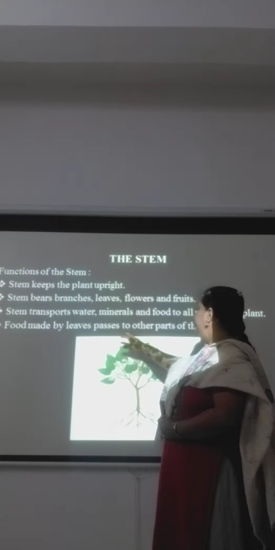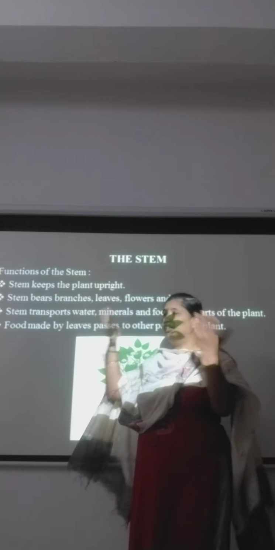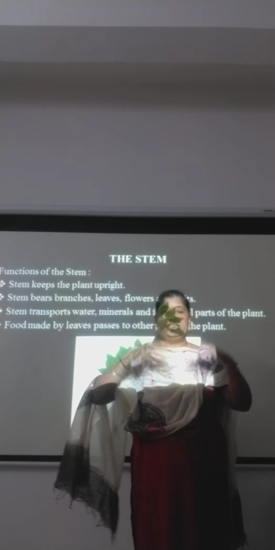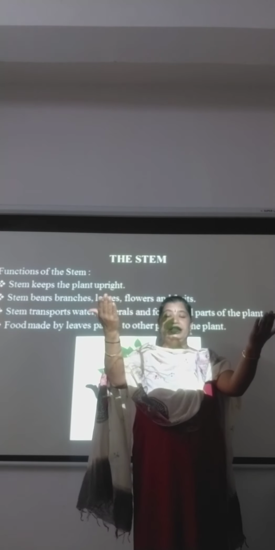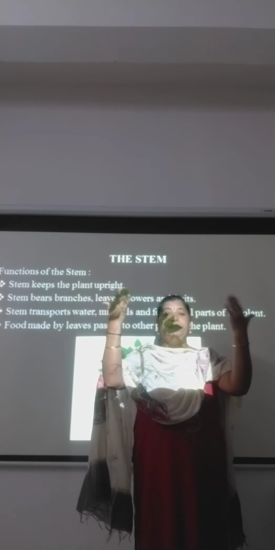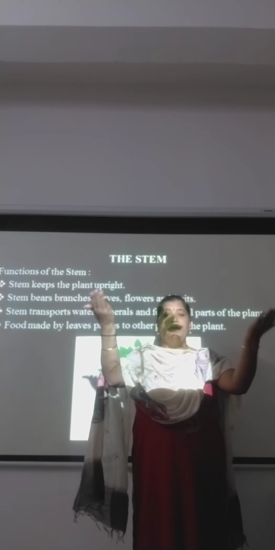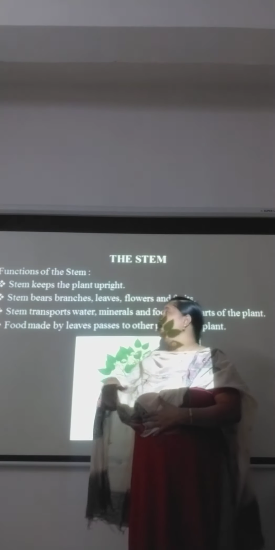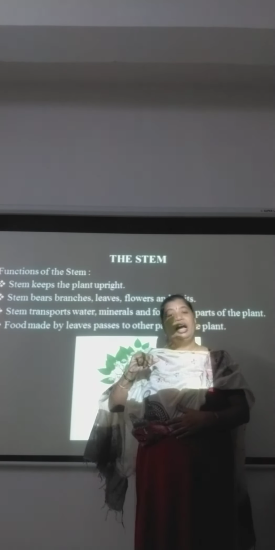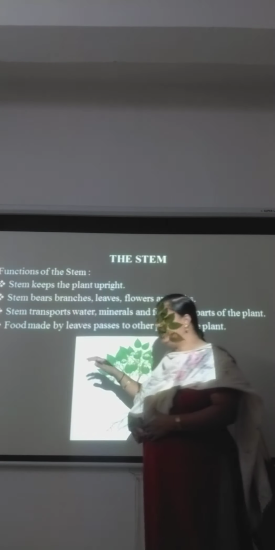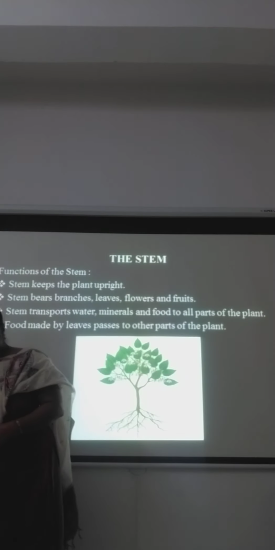Now, food made by leaves passes to the other body parts. In the same manner, minerals and salts from the roots go to the stem, and the leaves prepare the food, and that prepared food goes to the roots. So that process is carried out by the stem. Understood now, children, the functions of the stem? Yes. Now let's go to the next one.